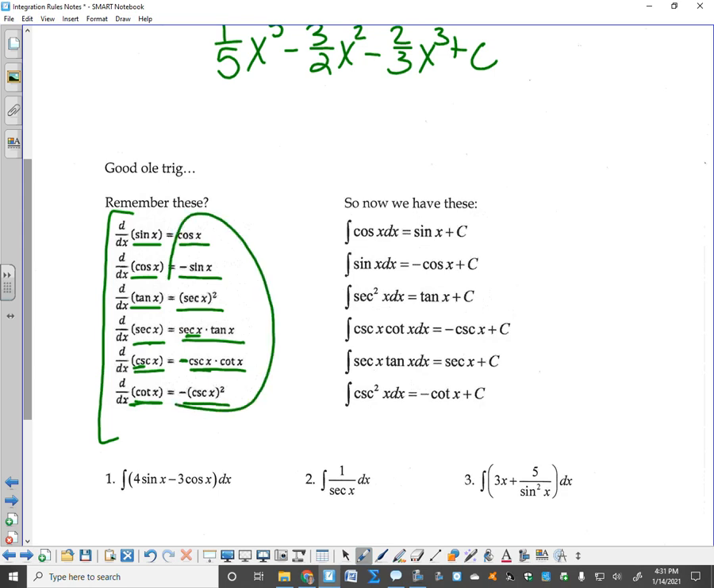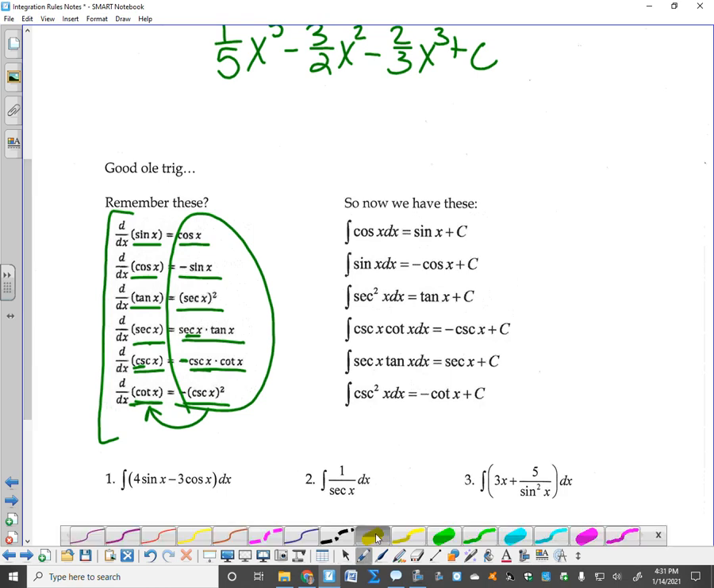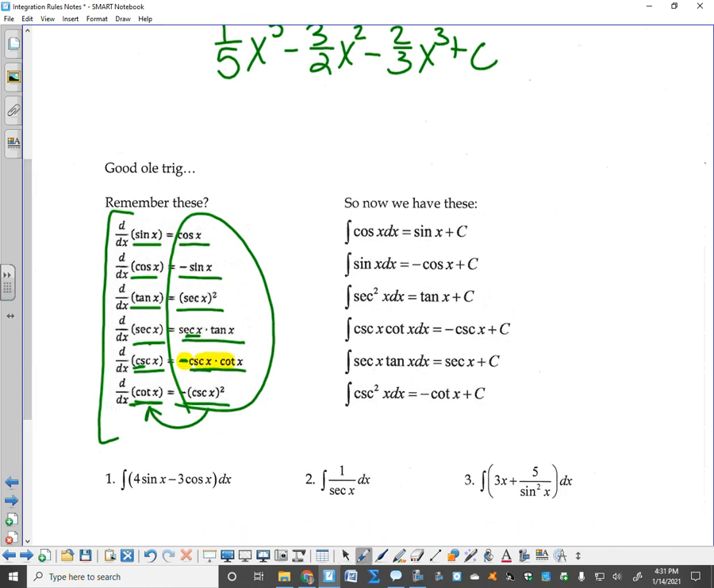Now when you see these, you can go that way. But here's the fun thing: you're not necessarily going to see negative cosecant cotangent. You might see cosecant cotangent. What you've got to remember is that that came from cosecant that starts with a c, and that's why he gets a negative.